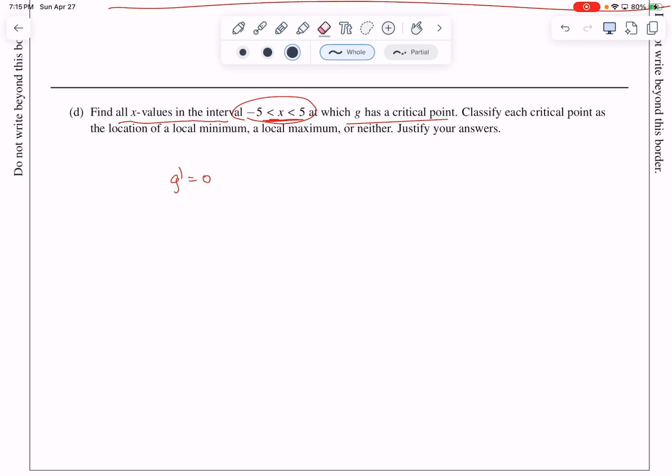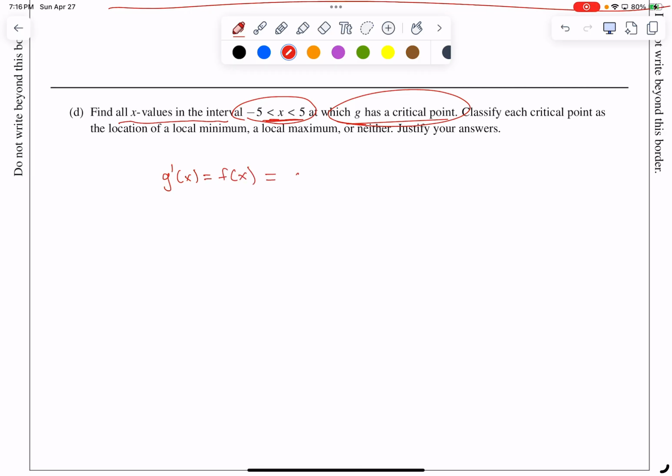We're looking for the critical values for g. So we have to go to the first derivative. What am I looking for? We're looking for g prime of x, which is f of x, when that is equal to what? 0 or undefined? Now, is f of x ever undefined?